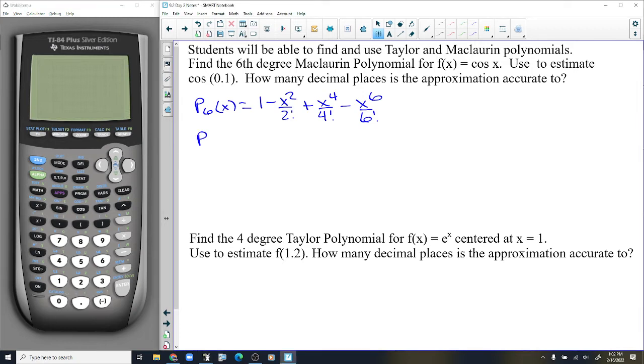So we want the polynomial of 6th degree, and we're estimating 0.1. So 1 minus 0.1 squared divided by 2 plus 0.1 to the 4th divided by 24, and then minus 0.1 to the 6th divided by 720. So if we go cosine of 0.1, you can see it's accurate to at least 10 decimal places, maybe more.